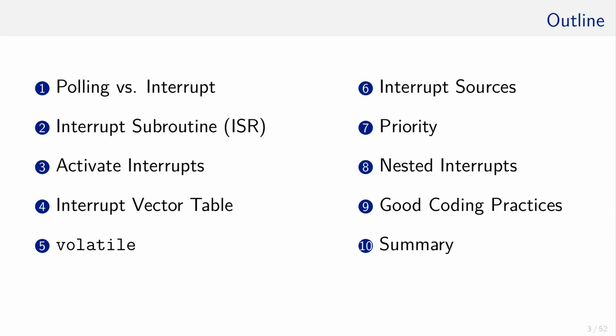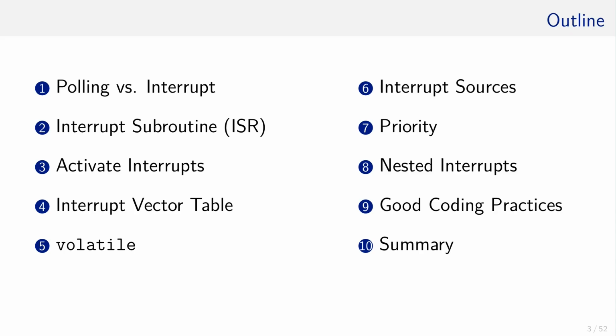So what are we going to do in this chapter? First, we will start with pointing out the advantages of using interrupts compared to the alternative, that is, polling. Then we will talk about the interrupt subroutines, which are essentially functions that are executed when a particular interrupt occurs, and I'll show how to activate interrupts.